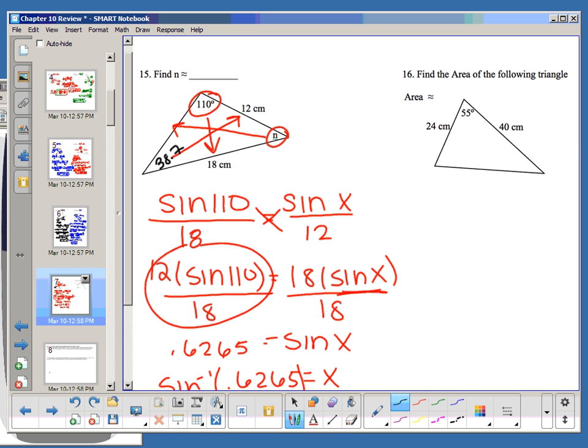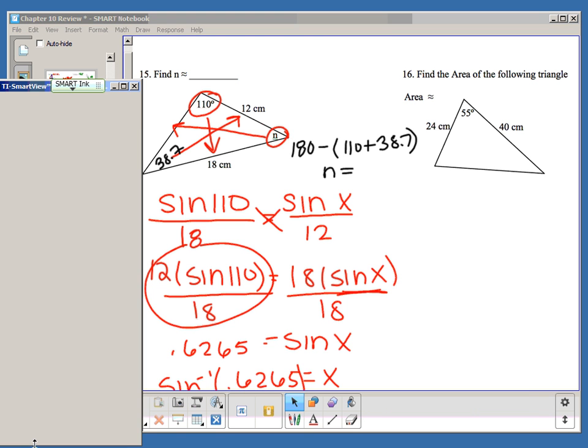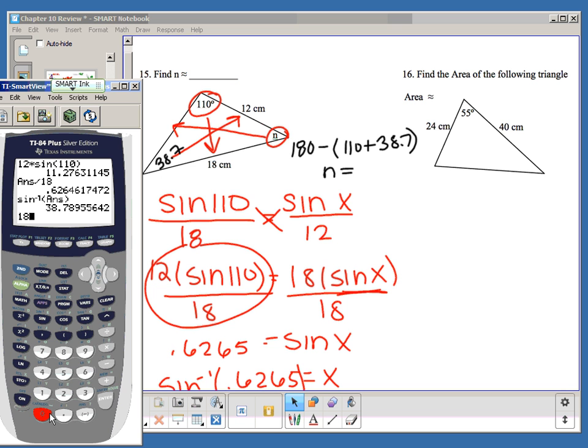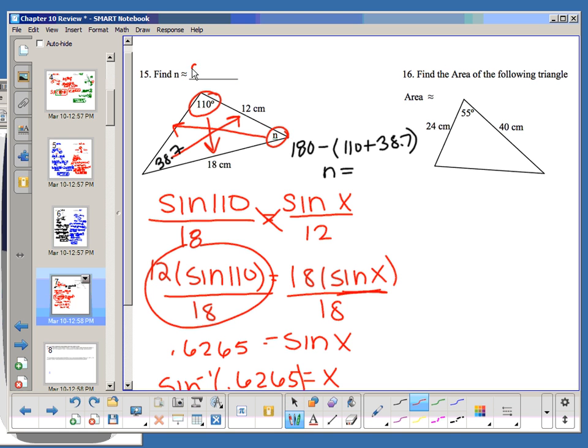So in the end, I'm going to take these two and subtract from 180. So 180 minus. And in the end, n is going to equal 31.3 degrees. So n is 31.3 degrees.